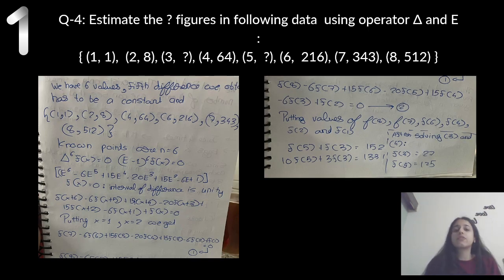Question number 4. Estimate the figures in the following data using the operator. We have to estimate these missing values. We have 6 values, so the fifth difference we obtain has to be a constant. Known points are n equal to 6. We will calculate everything and then put the values of f8, f7, f6, f4, f2 and f1. After solving this, we get the value of f5 equal to 125, f3 equal to 27.